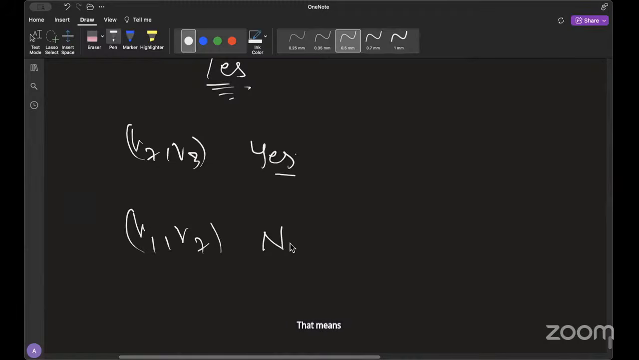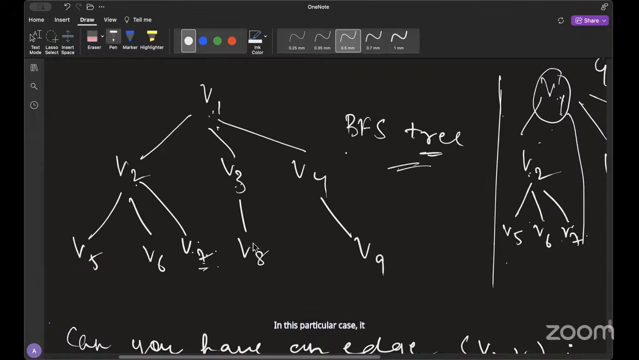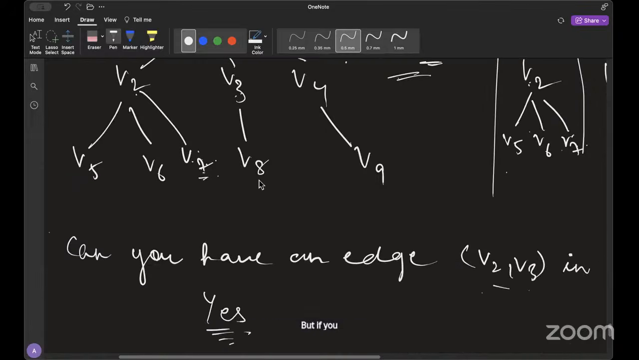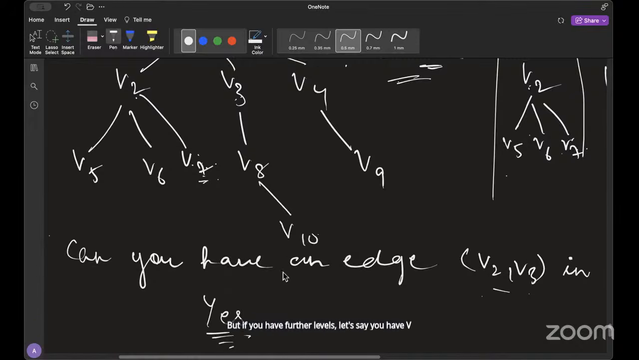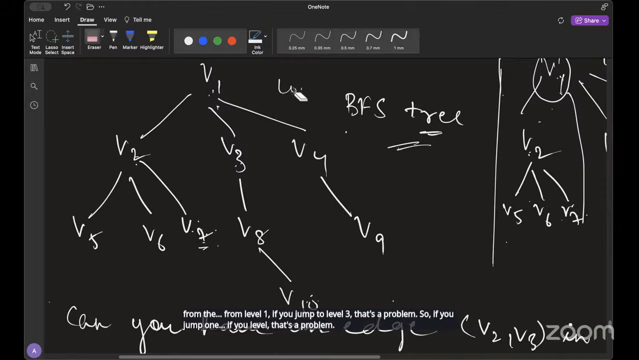Does this V1 situation apply only to the first vertex? In this particular case, it's only for the first vertex. But if you have further levels, let's say you have V9, V10 here, then it could be for V4 and V10 too, V2 and V10 too. Basically, when you skip more than one level. This is level 0, then level 1, level 2, level 3. If you jump from level 1 to level 3, that's a problem. So if you skip a level, that's a problem. Is that okay?